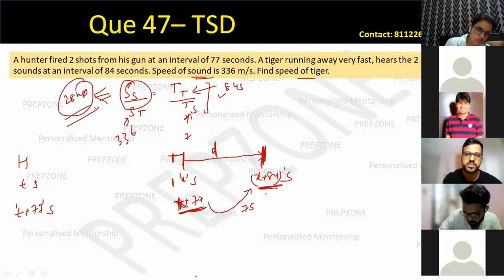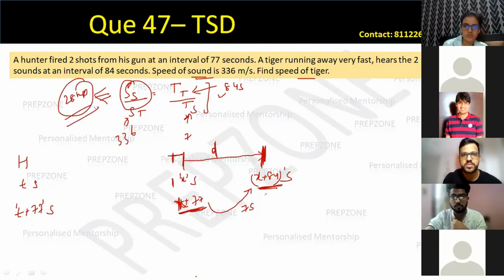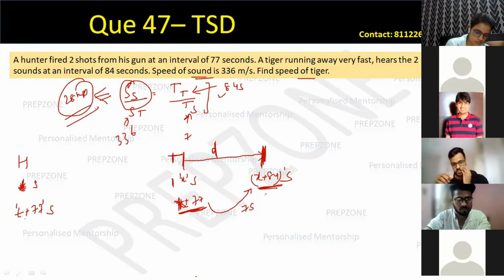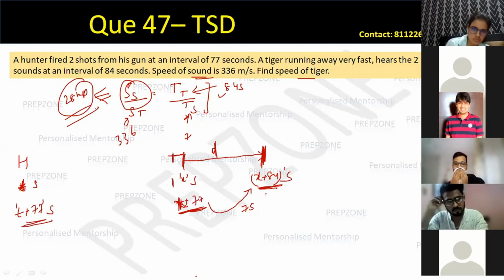Can you repeat the line diagram? Okay. The line diagram was, the tiger was here initially. Sorry, this is the first shot. The first shot is fired at t seconds, and the second at t plus 77 seconds. And when he was shooting the first shot, let's say the tiger is here.